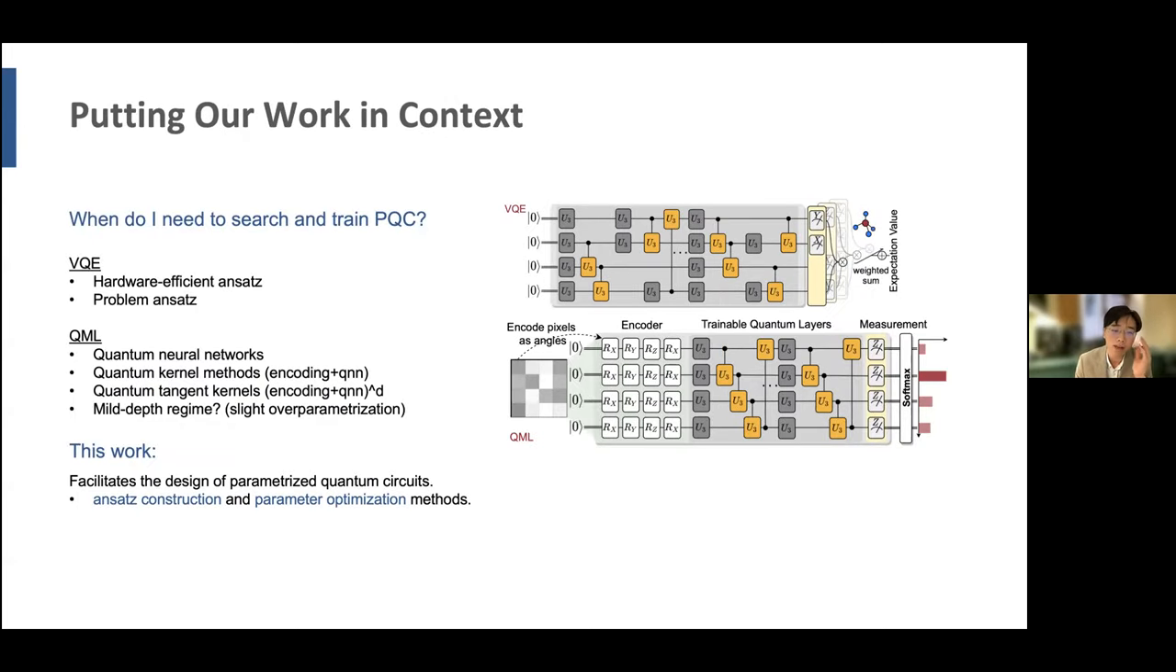So before I talk about our techniques for efficiently searching and training parameterized quantum circuits, I want to first put this work in context with several theoretical findings that I think are super interesting. In particular, when do we need to search and train parameterized quantum circuits?